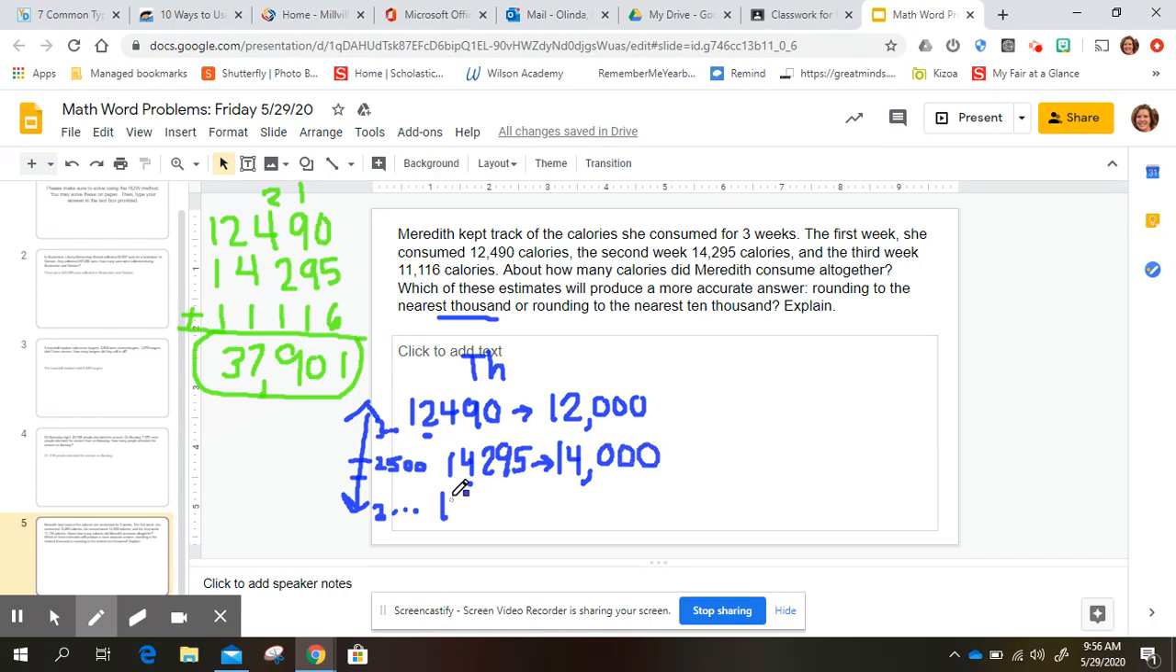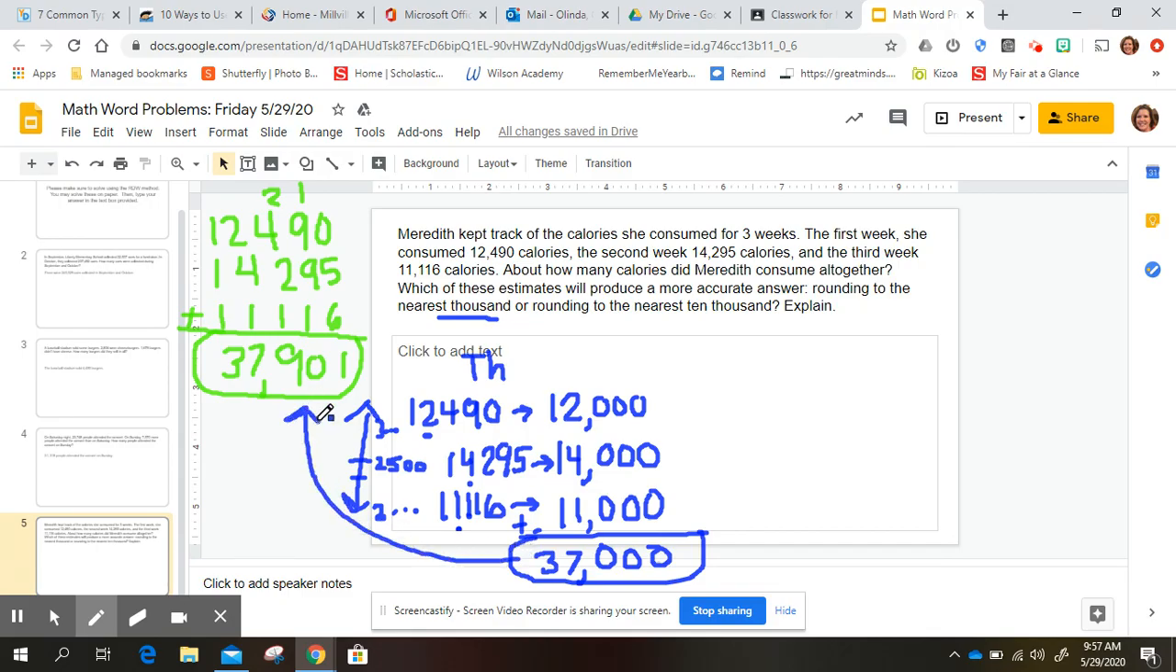And then our last number, 11,116. That's a little odd to write since there's so many ones. The 1 is here, so that's my thousand spot. So between 1,000 and 2,000. Is 1,116 closer to 1,000 or 2,000? And the answer is it's closer to 1,000. So I rounded all of these numbers to the nearest thousand. And when I add them, I get 4, 5, 6, 7, 37,901. That's pretty close to the actual answer.